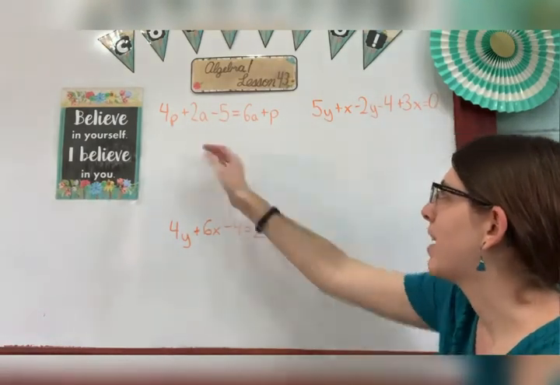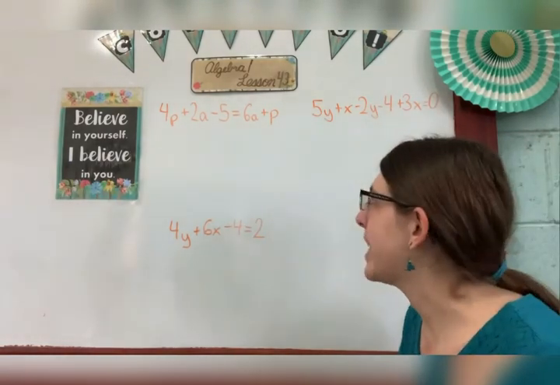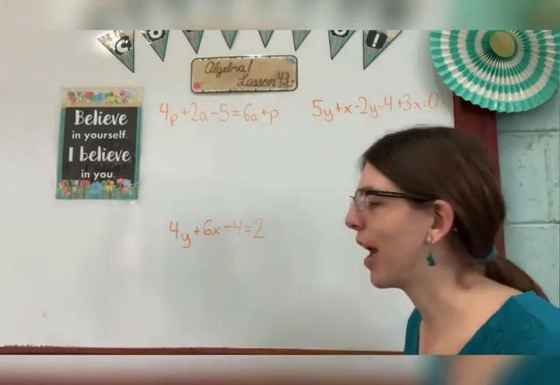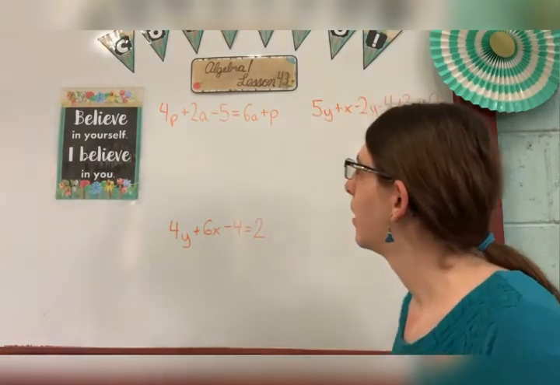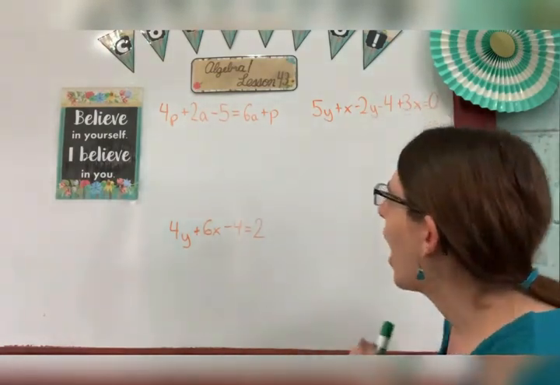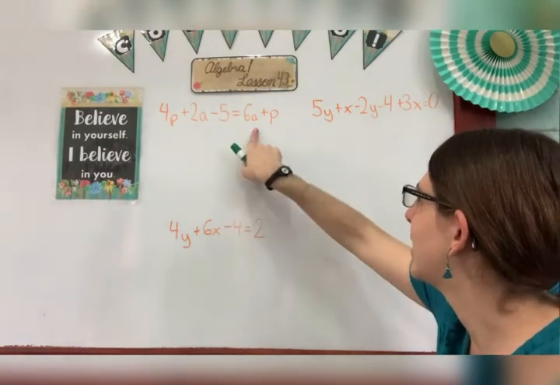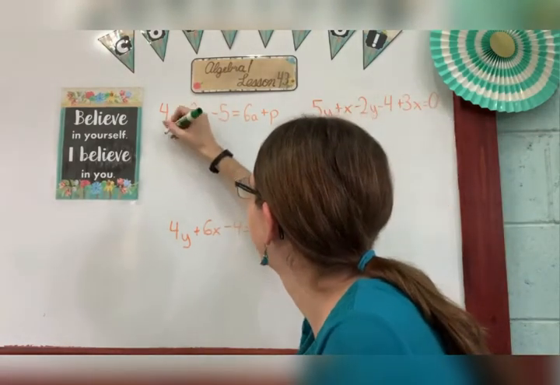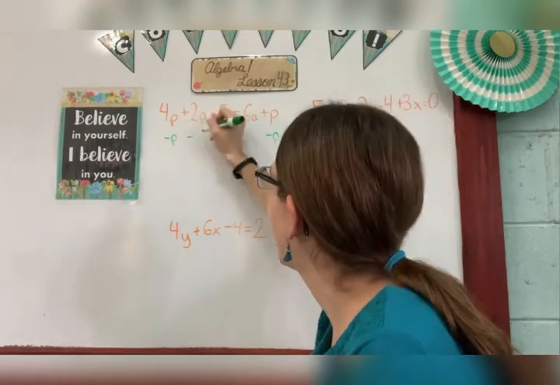4p plus 2a minus 5 equals 6a plus p. If I want to solve for p, I first of all need to get all of my variables together, okay? So I'm going to start by deciding which variables I want to move to which side of my equation. I think I'm going to move my 2a so I can easily subtract it from 6a over to this side. So I'll move my p over here. So this will be minus p to subtract it from both sides and get rid of it. And then minus 2a.